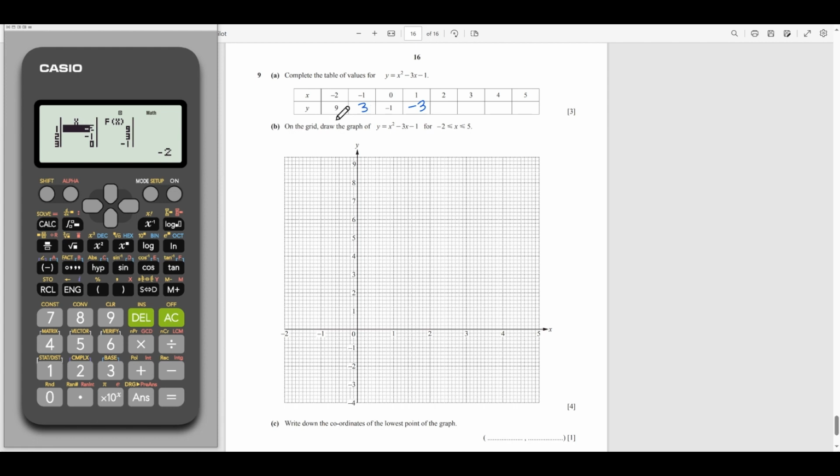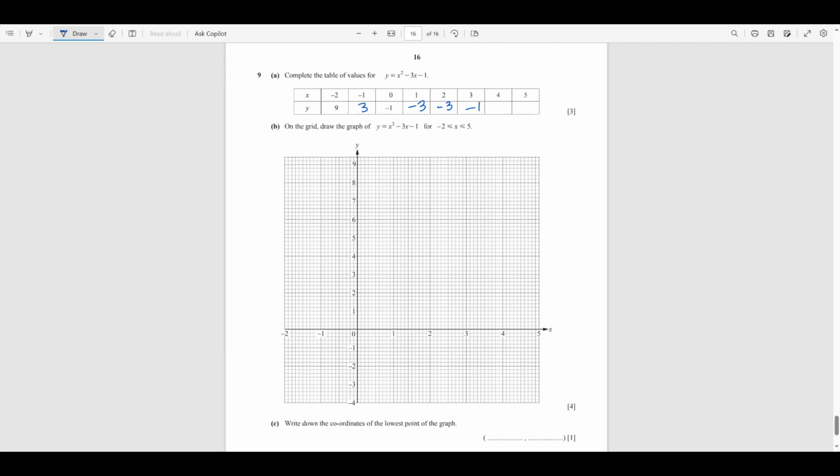So we can verify it from here that if x is -2, y is 9. So if x is -1, y has to be 3, right? So we can check it from here. Then x is -1, y is 3. And then we can go down with the arrow key. 0 is -1, 1 is -3, 2 is again -3, and then 3 is -1, and then 3, and then 9. You will see that it's always symmetric, right?